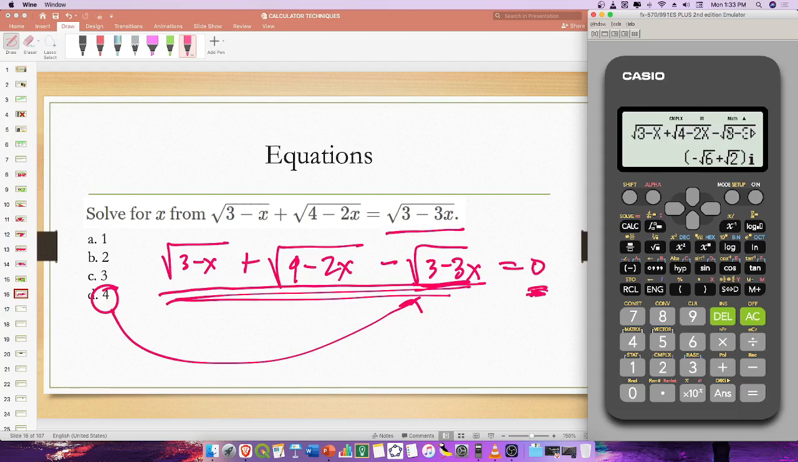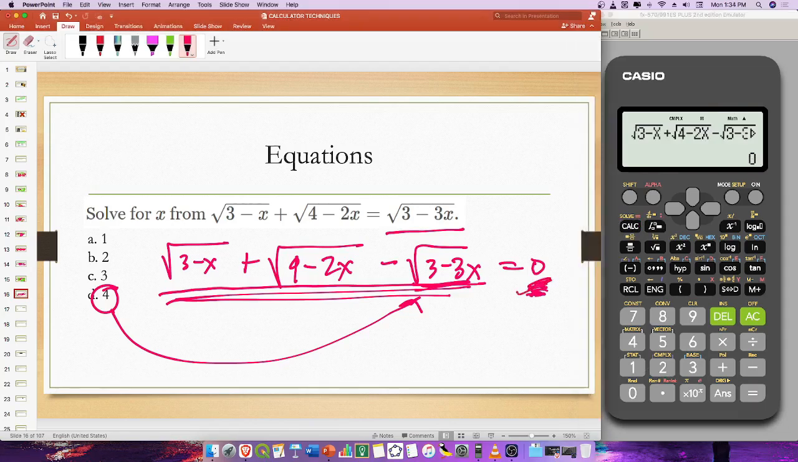The answer is still a complex number, but when I use 4, the answer is 0. So our goal is 0, right? So 4 is the correct answer here. Take note of the technique I used.